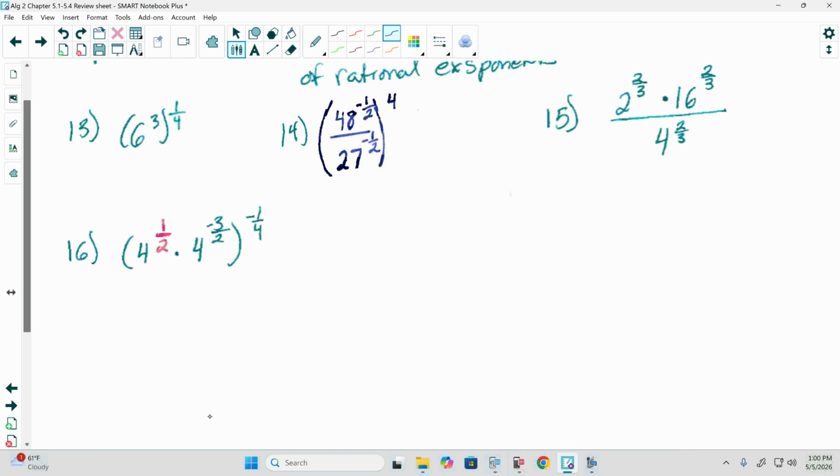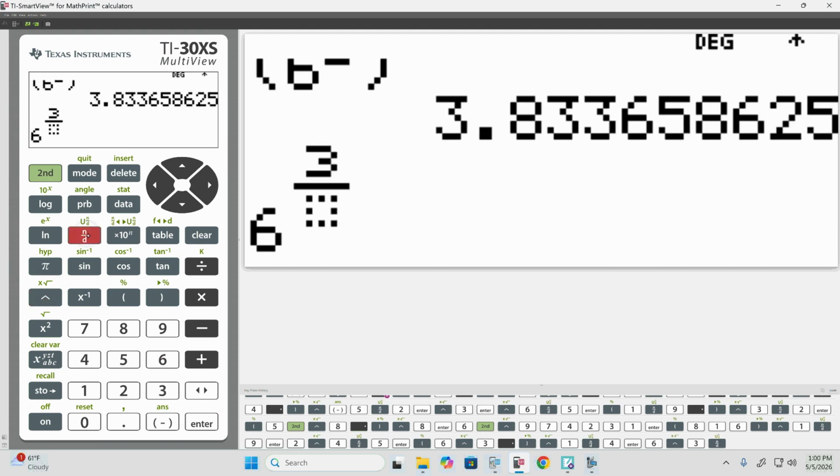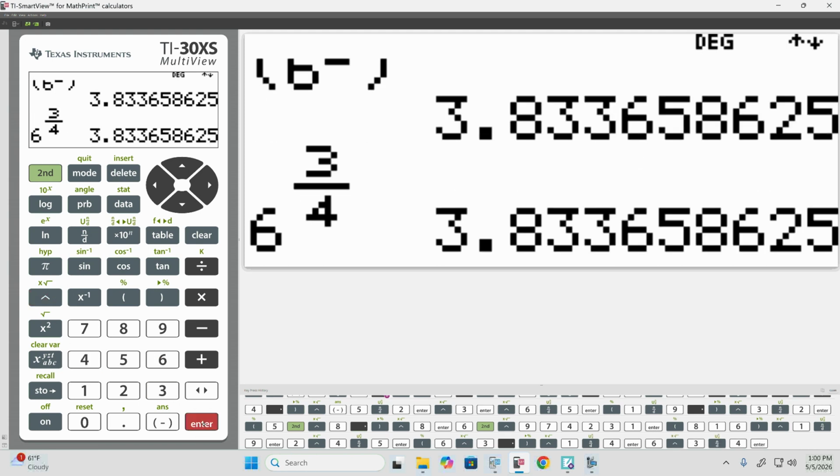One of our properties of exponents, powers of powers, multiply. So this is the same as 6 to the 3 times 1/4. Well, 3 times 1/4 is 3/4, telling us 6 to the 3/4. And really, at this point, there's nothing else we can do. No negative exponents, no like bases. This is it.